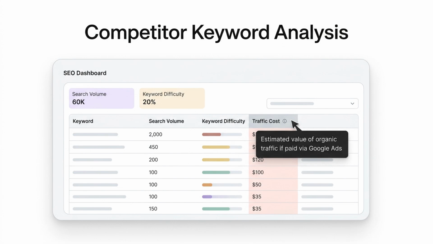Let us dive right into competitor analysis. By inspecting competitor websites using SEO tools, we can uncover exactly which keywords they rank for, their URL structures, keyword difficulty, and search volume. You might notice a metric called traffic cost. This does not mean they are paying that amount. Rather, it is an estimate of what that organic traffic would cost if you were running paid Google ads.